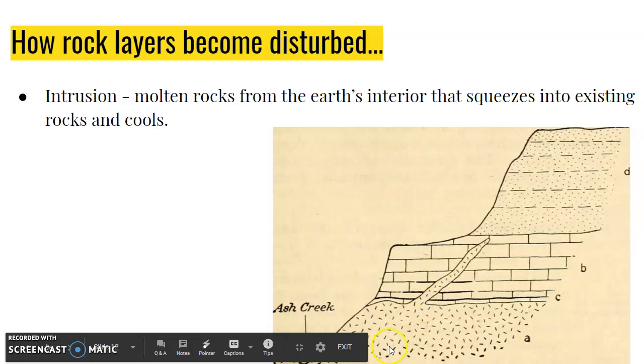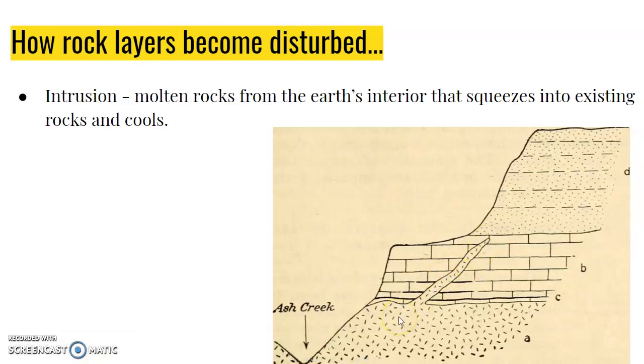On the other hand, rocks can become disturbed because of an intrusion. If you look over here in this picture, you can see that this is a rock layer right here, rock layer A, right? But you can see that rock layer A is intruding upon rock layer C and rock layer B. So this is an intrusion.